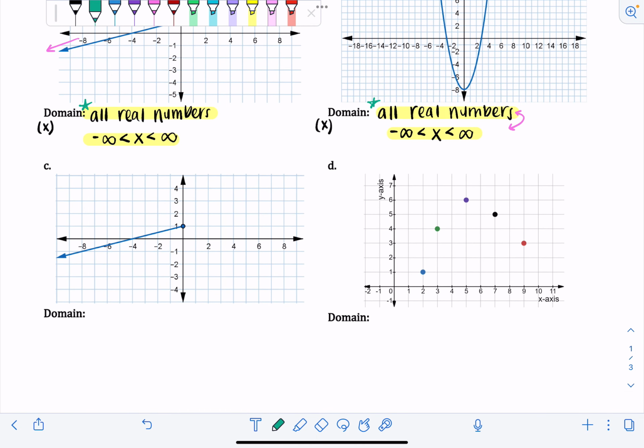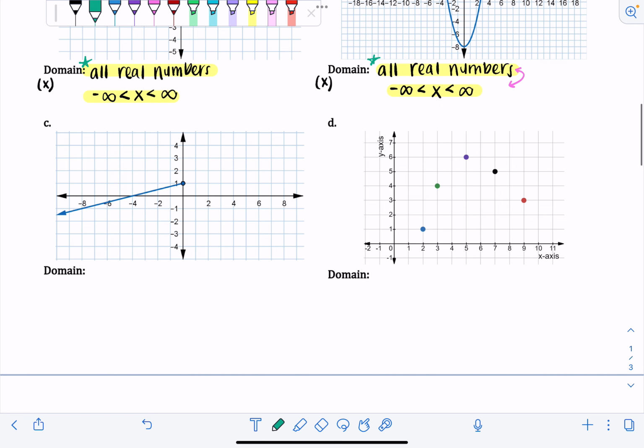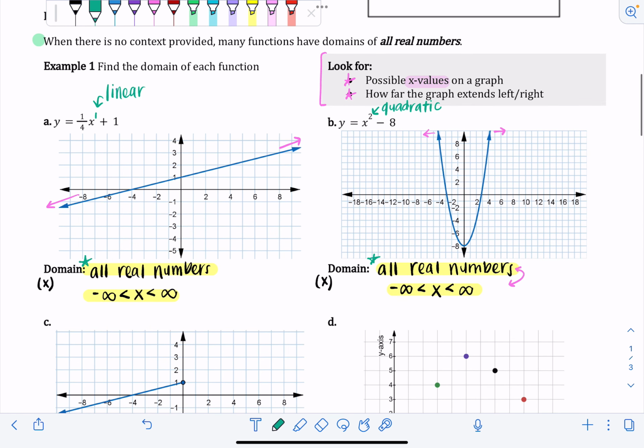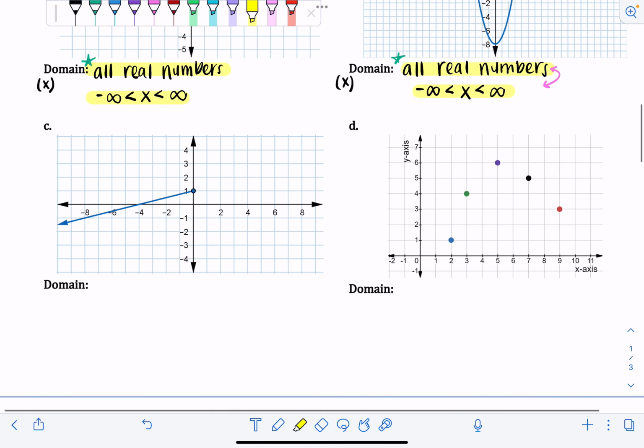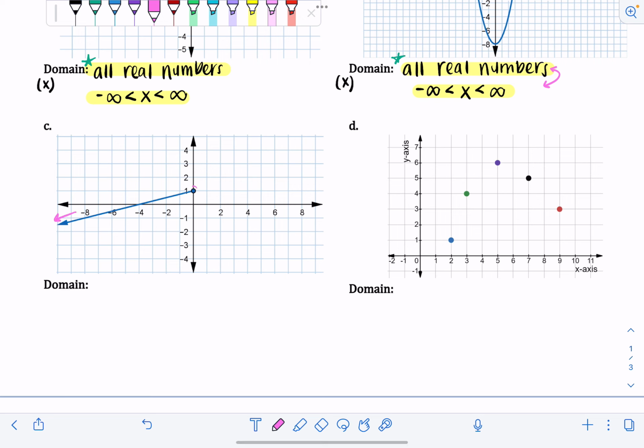Okay, so if we look at C, we don't have the equation for this one, we're just looking at the graph. So I'm going to go back up really quick to what we were supposed to look for. It says, and I'm reading from above, look for the possible x values on the graph, how far the graph extends left or right. So if we look at this graph for C, it definitely doesn't look like the graph extends forever from left to right. It goes to the left forever, but there's this stopping point right here.